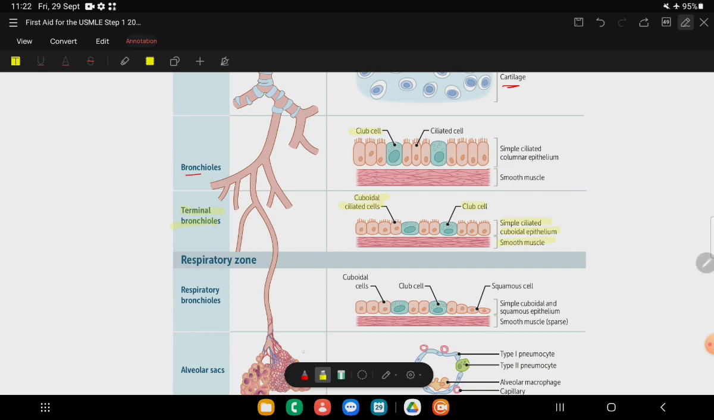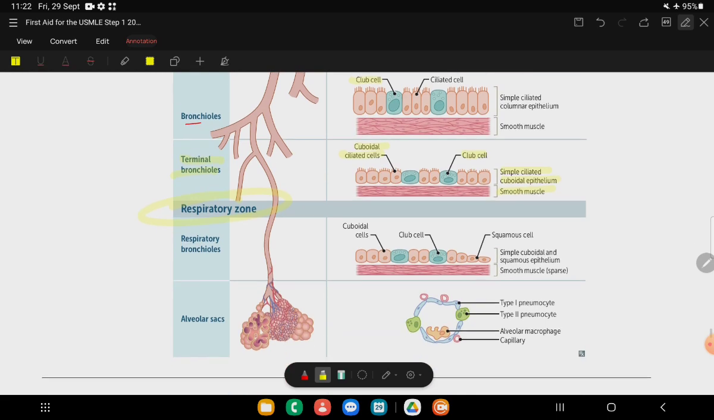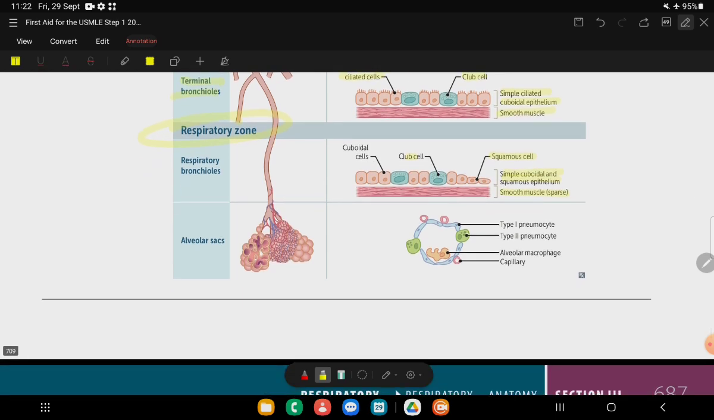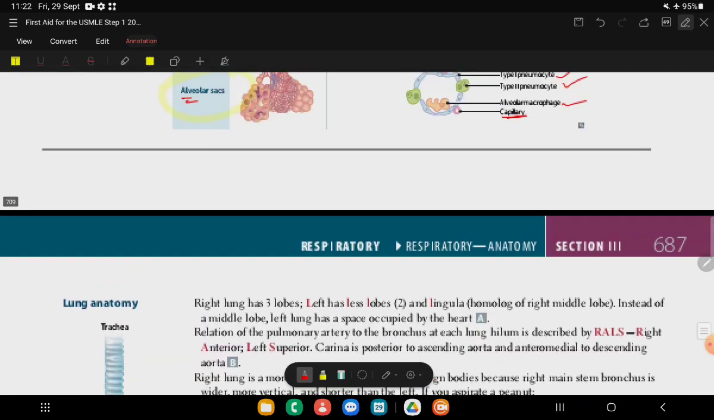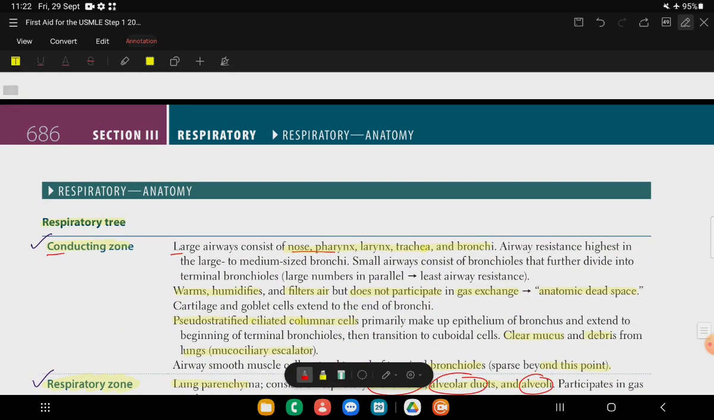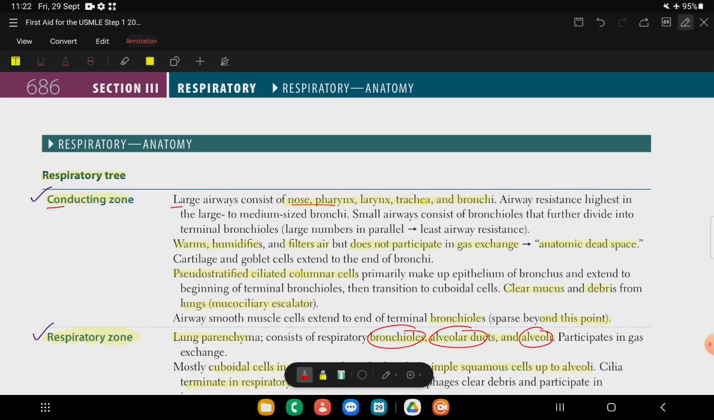Now in the respiratory zone, there are respiratory bronchioles present, with cuboidal cells, club cells and simple squamous cells. The last one is the alveolar sac. In the alveolar sac, there are basically two types of cells present, type 1 and type 2. Alveolar macrophages and capillaries are accessory and are also present. Type 1 and type 2, I told you before. Now when you talk about lung anatomy, first we covered respiratory anatomy. So we talked about the respiratory tree, conducting zone and respiratory zone.